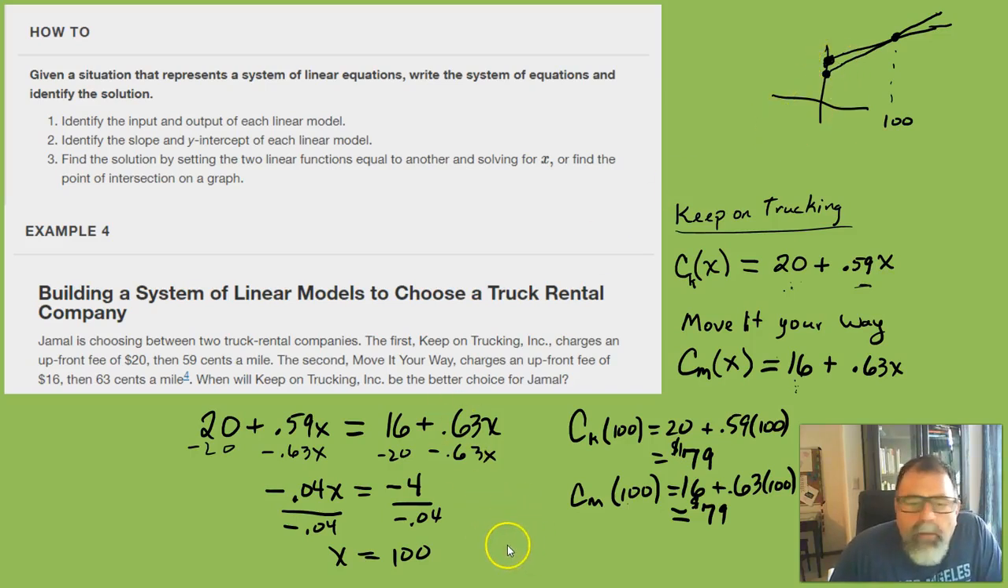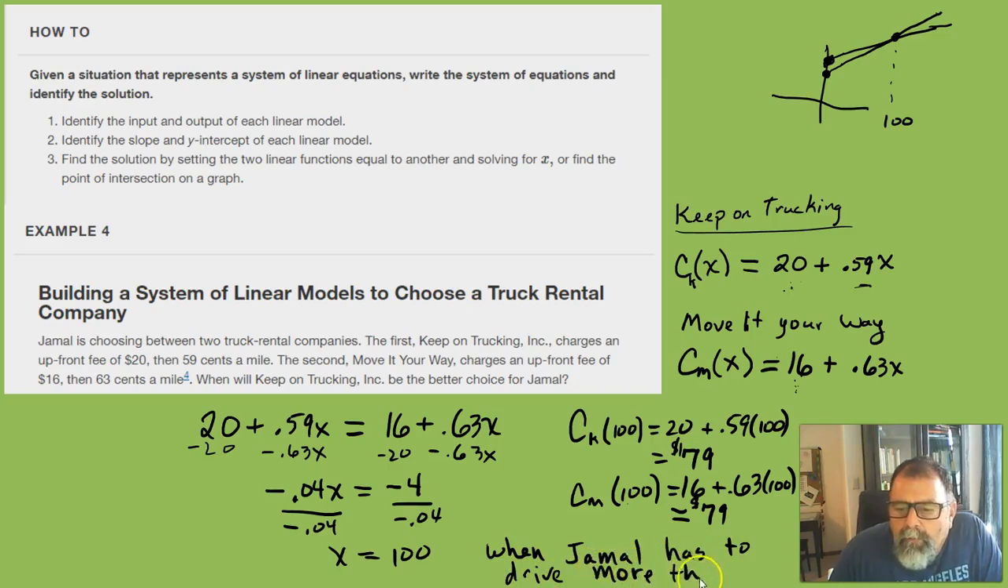Okay, so let's see. So when will Keep On Trucking Incorporated be better? Keep On Trucking is a better deal when Jamal has to drive more than 100 miles.